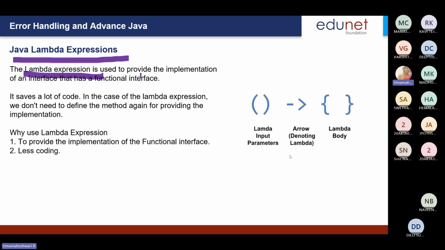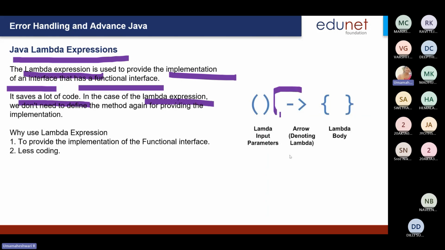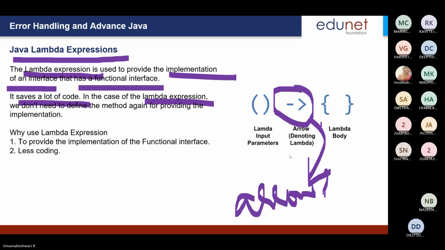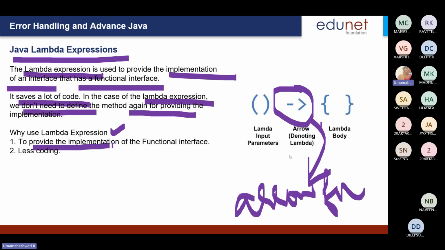A Lambda expression is used to provide the implementation of an interface that has a functional interface. It saves a lot of code. A Lambda expression is nothing but what you might have seen as the arrow function in JavaScript, the same concept. Clear? In the case of a Lambda expression, we don't need to define the method again for providing the implementation. Why use a Lambda expression? To provide the implementation of functional interfaces and for less coding.